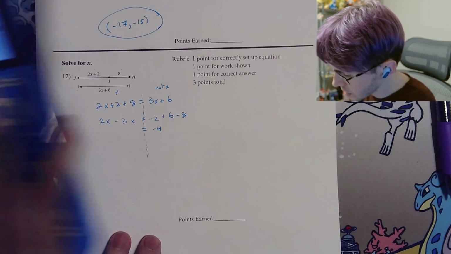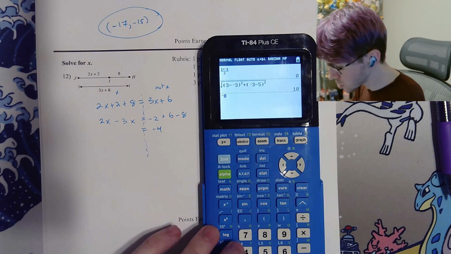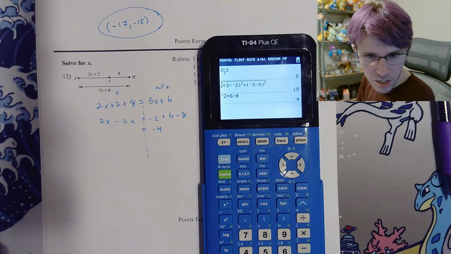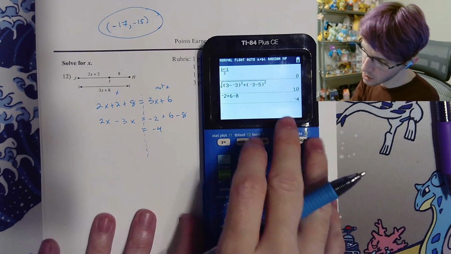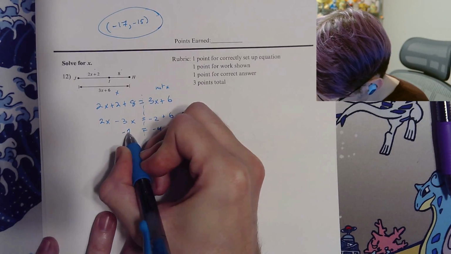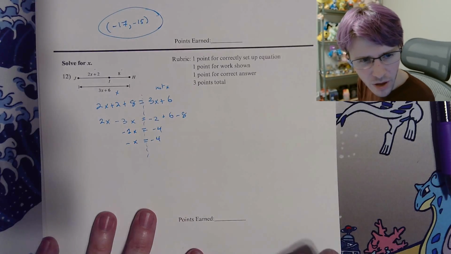Yet again, if you are ever struggling with negative numbers, just use your calculator for it. If I were to type that into a calculator, sure enough, it gives me -4, just like we expected. We can go ahead and finish this up. 2 minus -3 is -1 with the x on it, which we really just write as -x. That's the better way to write that one.